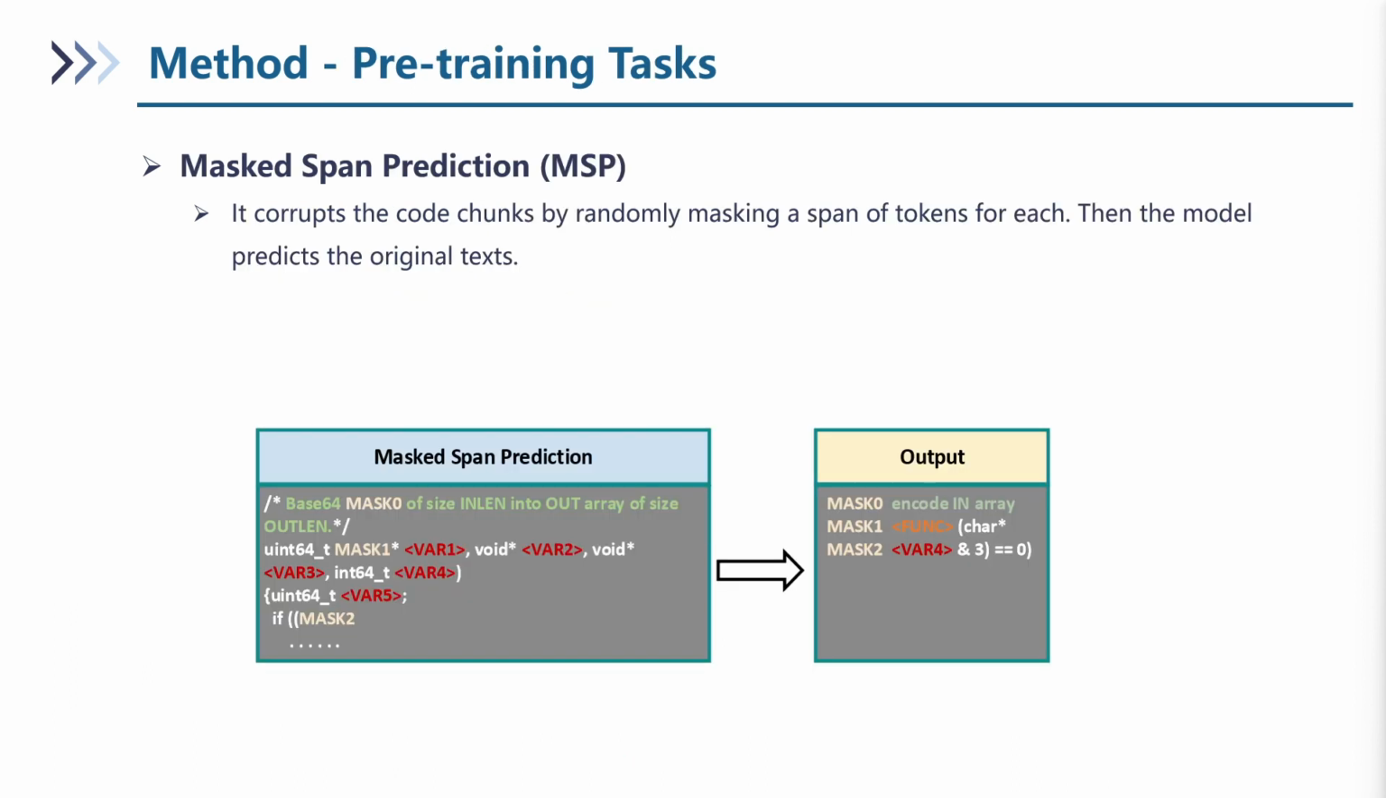Now, let's go through the pre-training tasks we designed. The first pre-training task is masked span prediction. Inspired by previous work, we utilized the basic unsupervised denoising method to learn the semantics of both decompiled code and comments. As the figure shows, it corrupts the code chunks by randomly masking a span of code. Then the model predicts the original text.